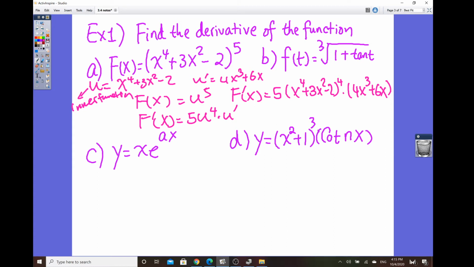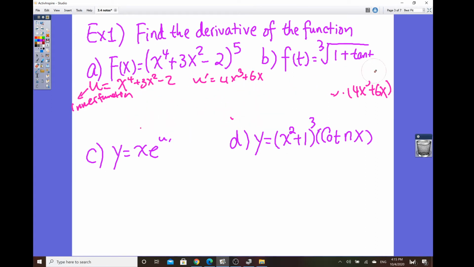What happens if I don't want to do it this way? If you don't want to do it this way, you need to be familiar with the structure. The next one is the cube root of 1 plus tangent of t. Let's rewrite it. This one is f of t equals 1 plus tangent of t, to the power of 1/3.